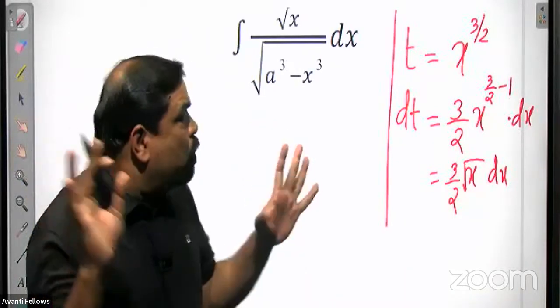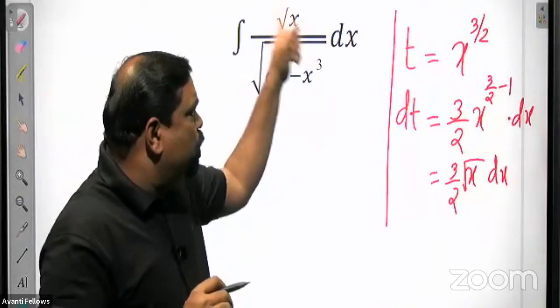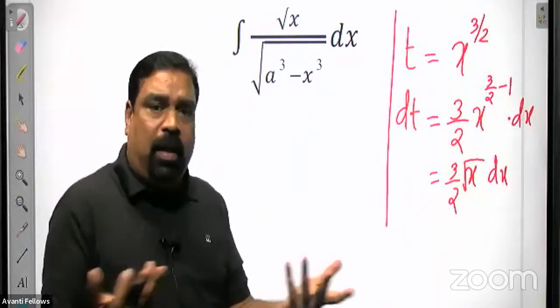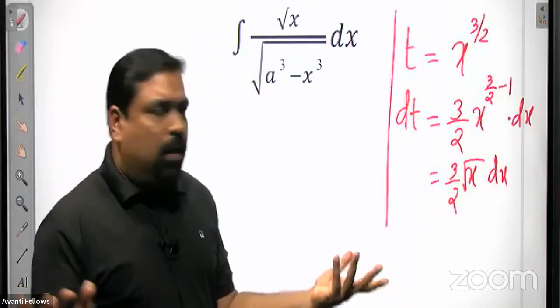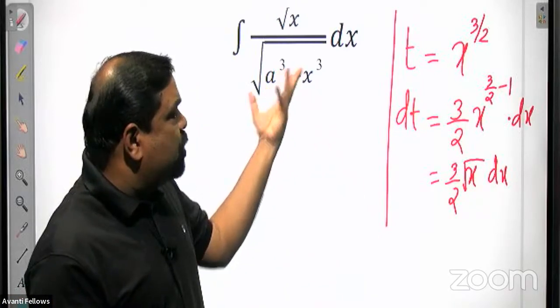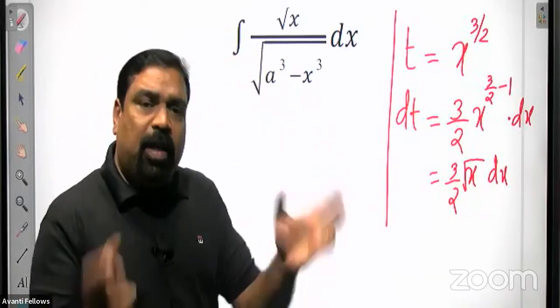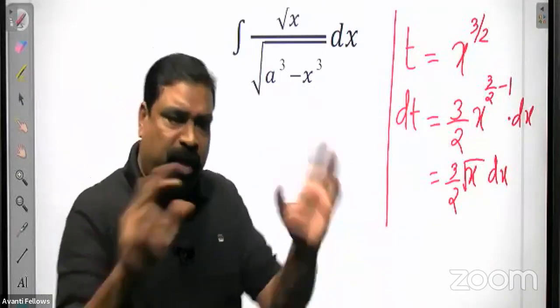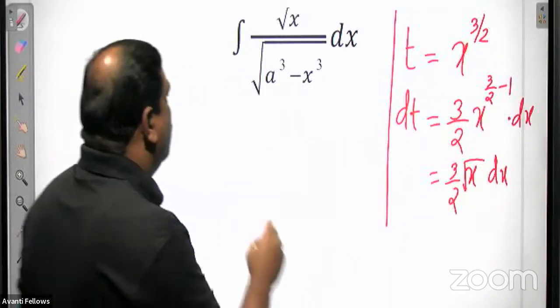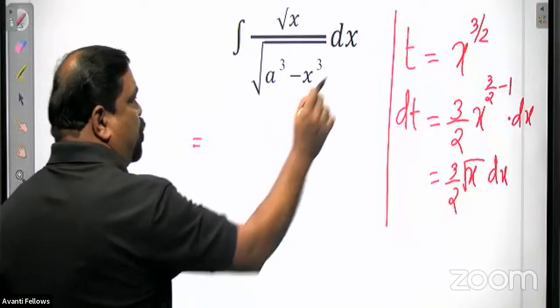Now, can you see any x power 3 by 2 in this given expression? Directly, I cannot see it. There is no x power 3 by 2 here. But we can bring it, we can modify the term. That is the first step, but you should have this idea.